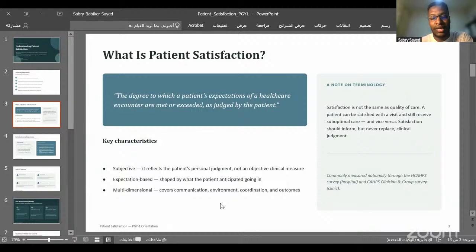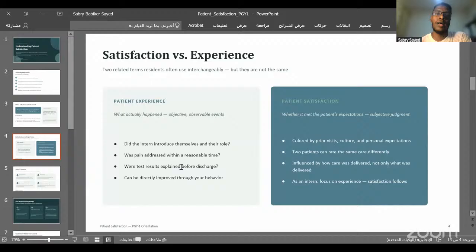We also have the AHRQ, the Agency for Healthcare Research and Quality. This agency is mainly in the US to build the research to improve healthcare safety, right? So these types of tools are used in the evaluation of patient satisfaction and also on the outcome of healthcare services.